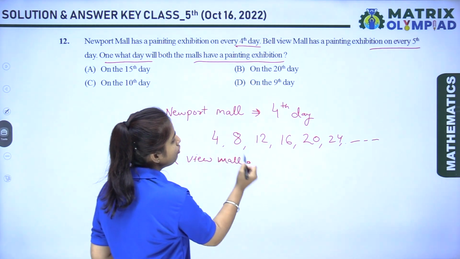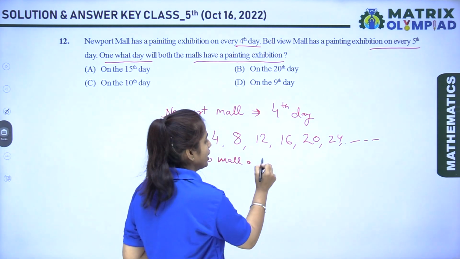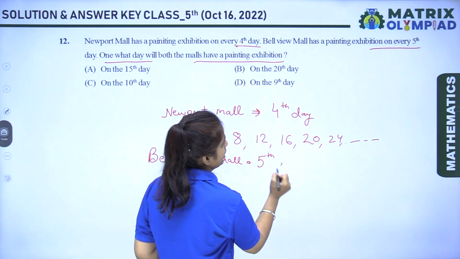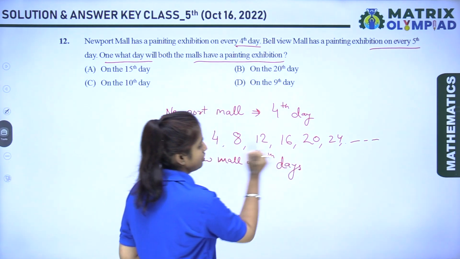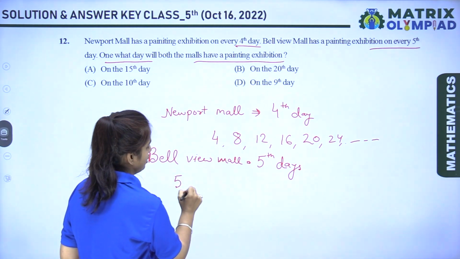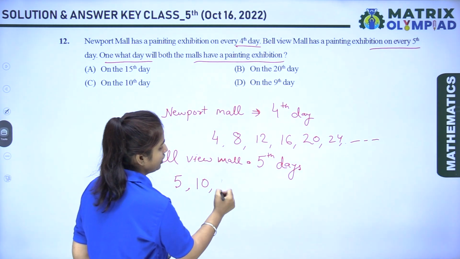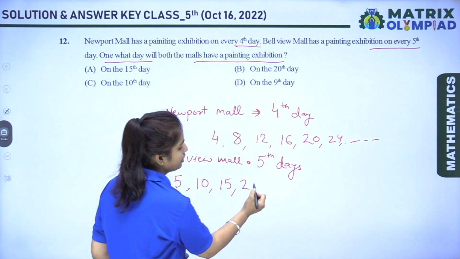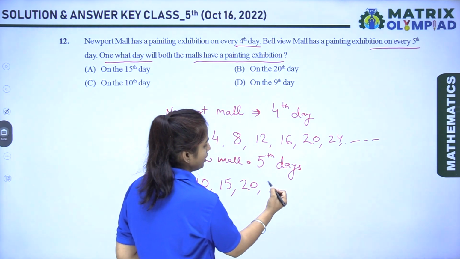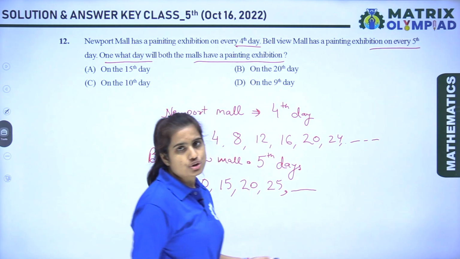So Bellevue Mall has the exhibition on every 5th day. Now let's check the dates. According to every 5th day, let's check on what days it will occur: 5, 10, then 15, then 20, then 25, like this and so on.